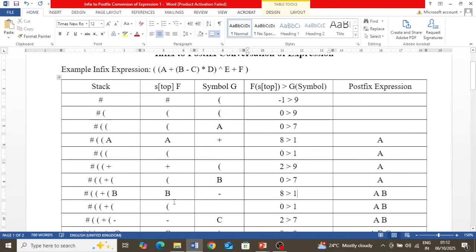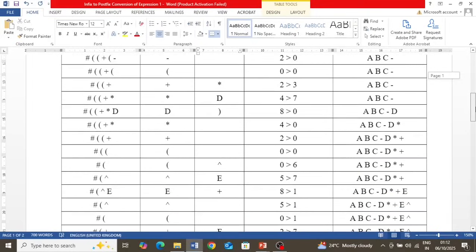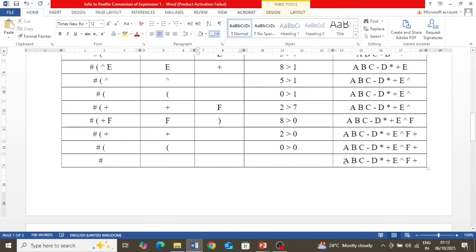Step number 1 tells that if the precedence value of the symbol at the top of the stack is greater than the precedence value of the symbol received from the input infix expression, then we have to pop the topmost element in the stack body and place it into the postfix expression, that is the resulting expression will be what? A and B. So in similar terms we are going to check all the symbols in the expression, and finally we will get the resulting expression here. Okay, so the resulting expression will be this one.